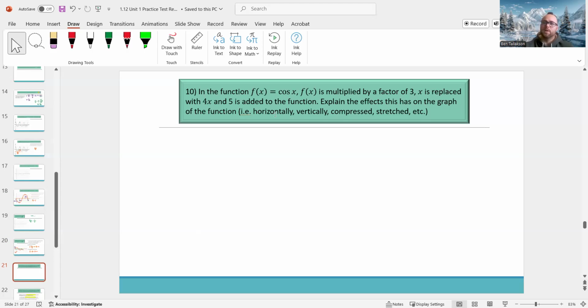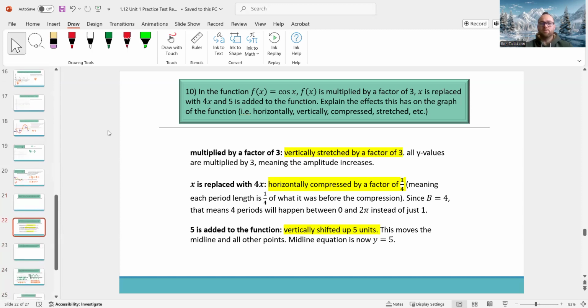Oh, interesting. So they're not asking us to graph and they're not asking us to write the new function. What they're really asking is, are there horizontal or vertical stretches and compressions? Are there shifts? In which direction? Are there reflections? All of those types of things. Well, if it's multiplied by a factor of 3, that means this will be vertically stretched by a factor of 3.